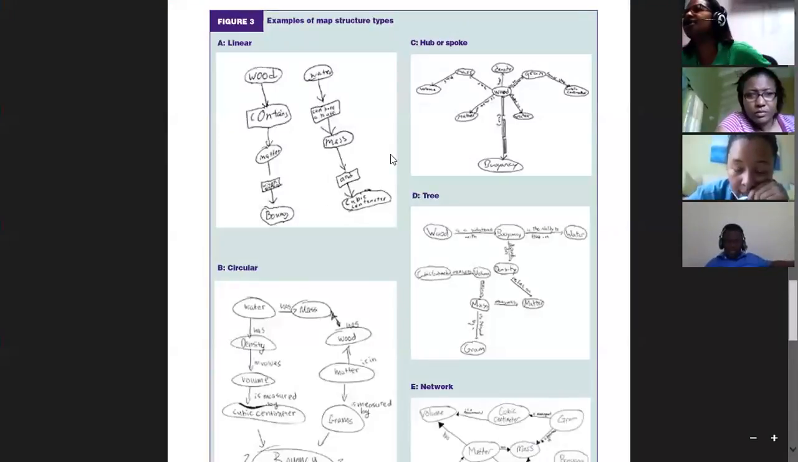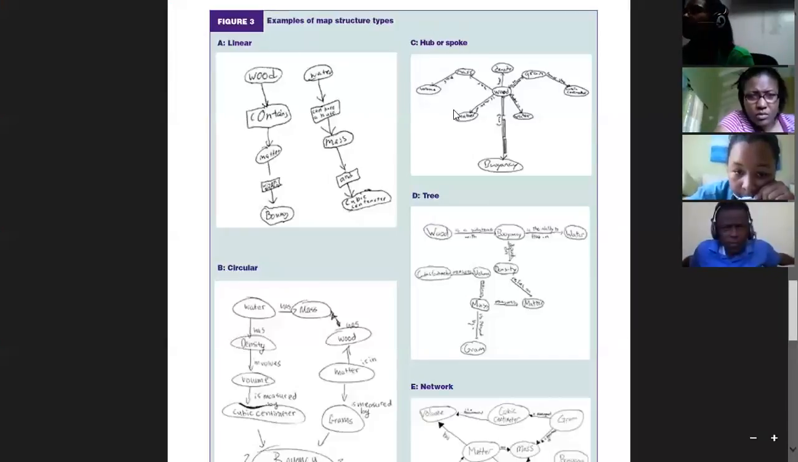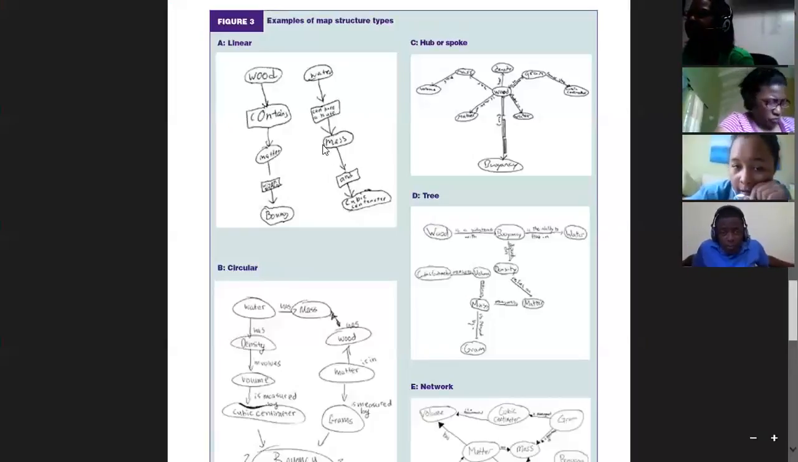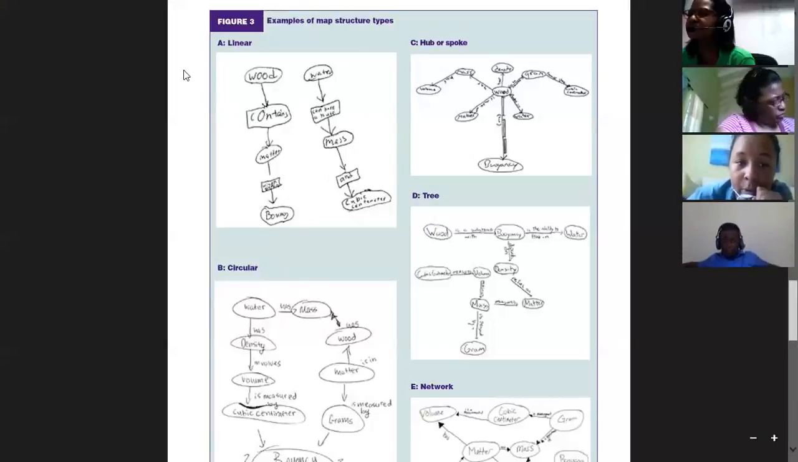Not very clearly, but we can see the outline. You might have to walk us through it because it's not as clear. We can see the headings to some extent, linear, circular, tree, hub, network, but we can't really make out what's in it. Okay, thank you.